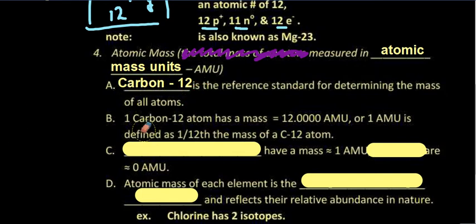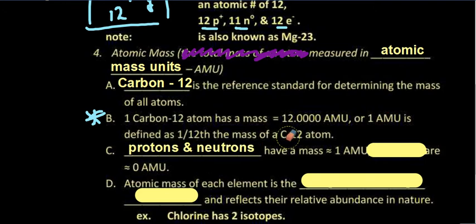Okay, carbon-12, like we referred to up above, is the reference standard for determining the mass of all atoms. In fact, B right here is the standard. It is an official California standard that you guys need to know, because it's foundational for the atomic mass. Now, a carbon-12 atom has a mass of 12 AMU, and 1 AMU is defined as 1/12 of the mass of a carbon-12 atom.